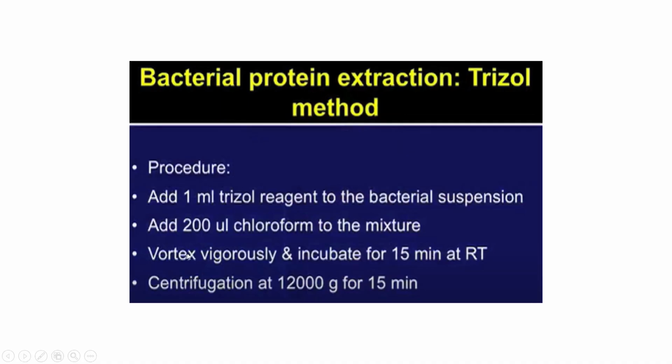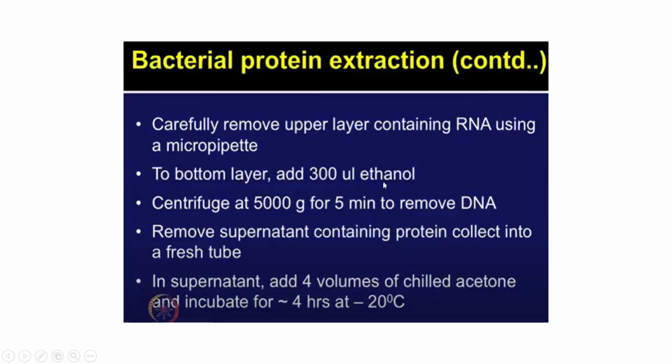You add 1 ml of Trizol, you add 200 microliters of chloroform, shake it vigorously, vortex it, and then centrifuge it. Then you will get a pellet. You need to carefully remove the upper layer which has RNA. To the bottom layer you add 300 microliters of ethanol, which helps in precipitation of DNA. Then that gets precipitated, and now your protein is in the supernatant fraction, which you collect into a fresh tube.